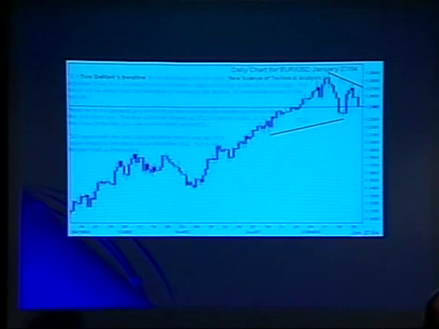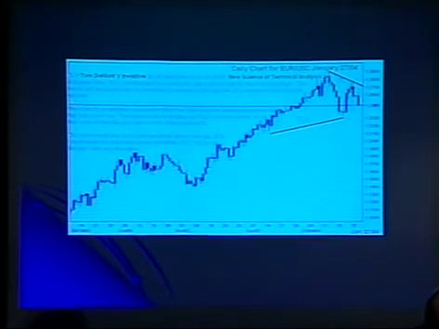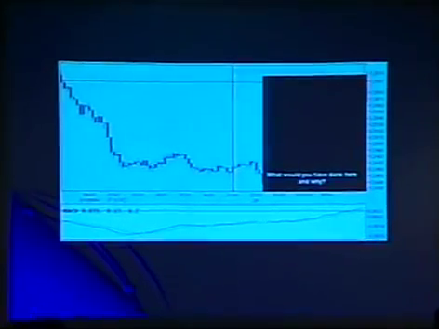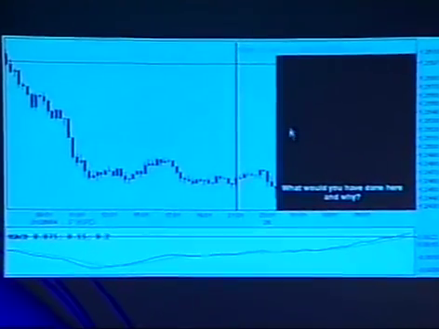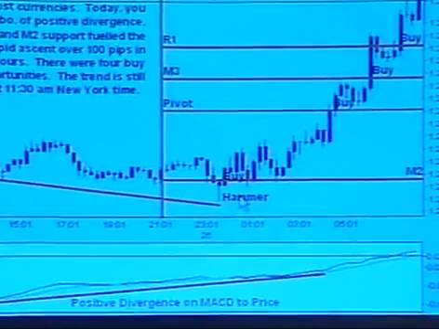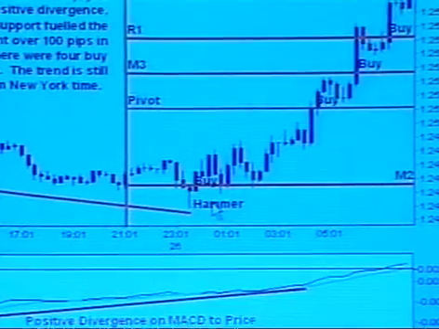We talked about this slide before in terms of how to read trend lines. What do you see here? Hammer and divergence, right?